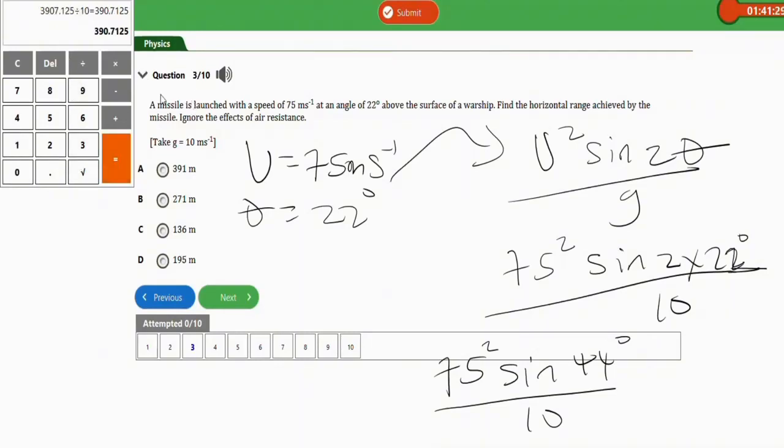So your final result will be 390.7125. If you approximate it to the nearest whole number, you're going to have 391. So the correct option in this question is option A, 391 meters. That will be the range of projection. Alright, so that's it for this question. Let's wipe this now and solve the next repeated question.